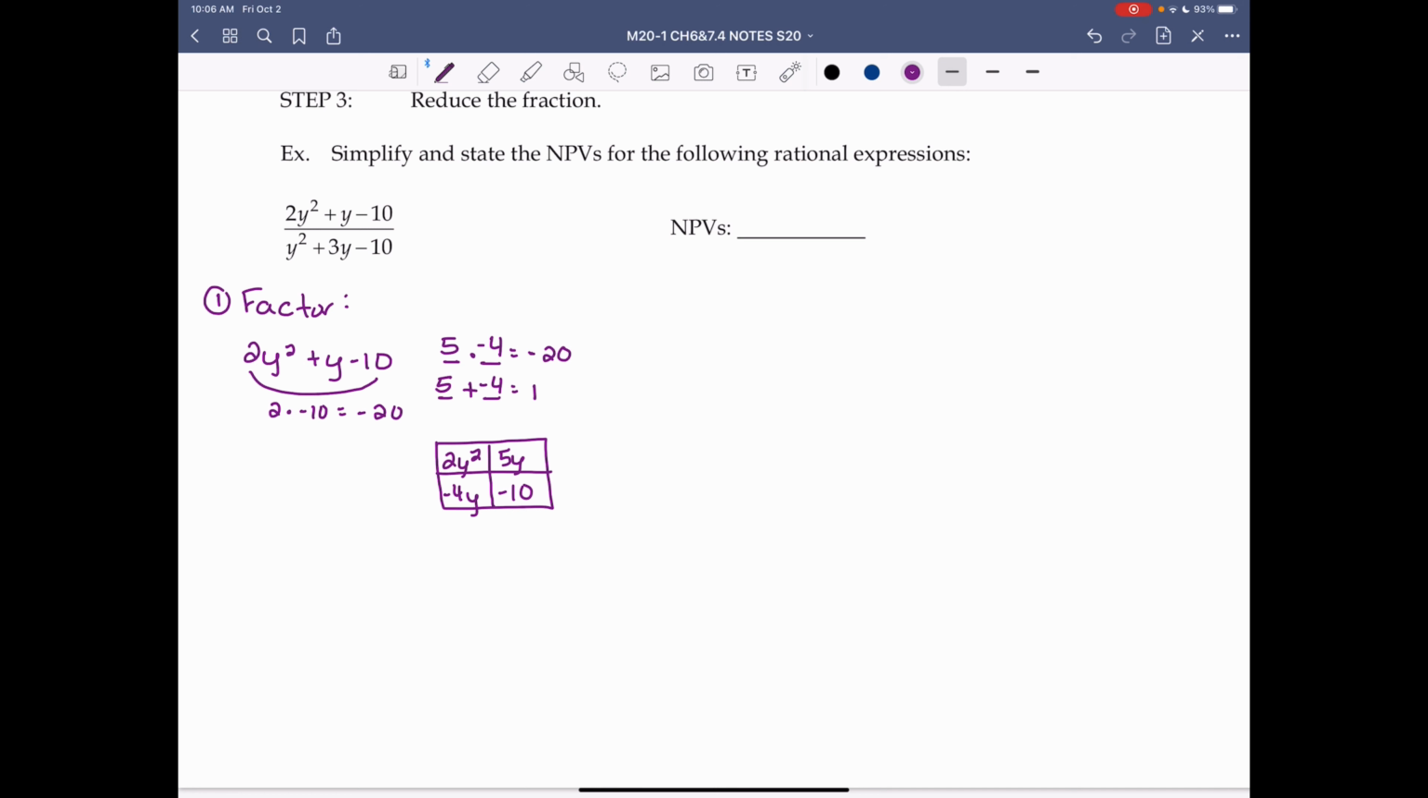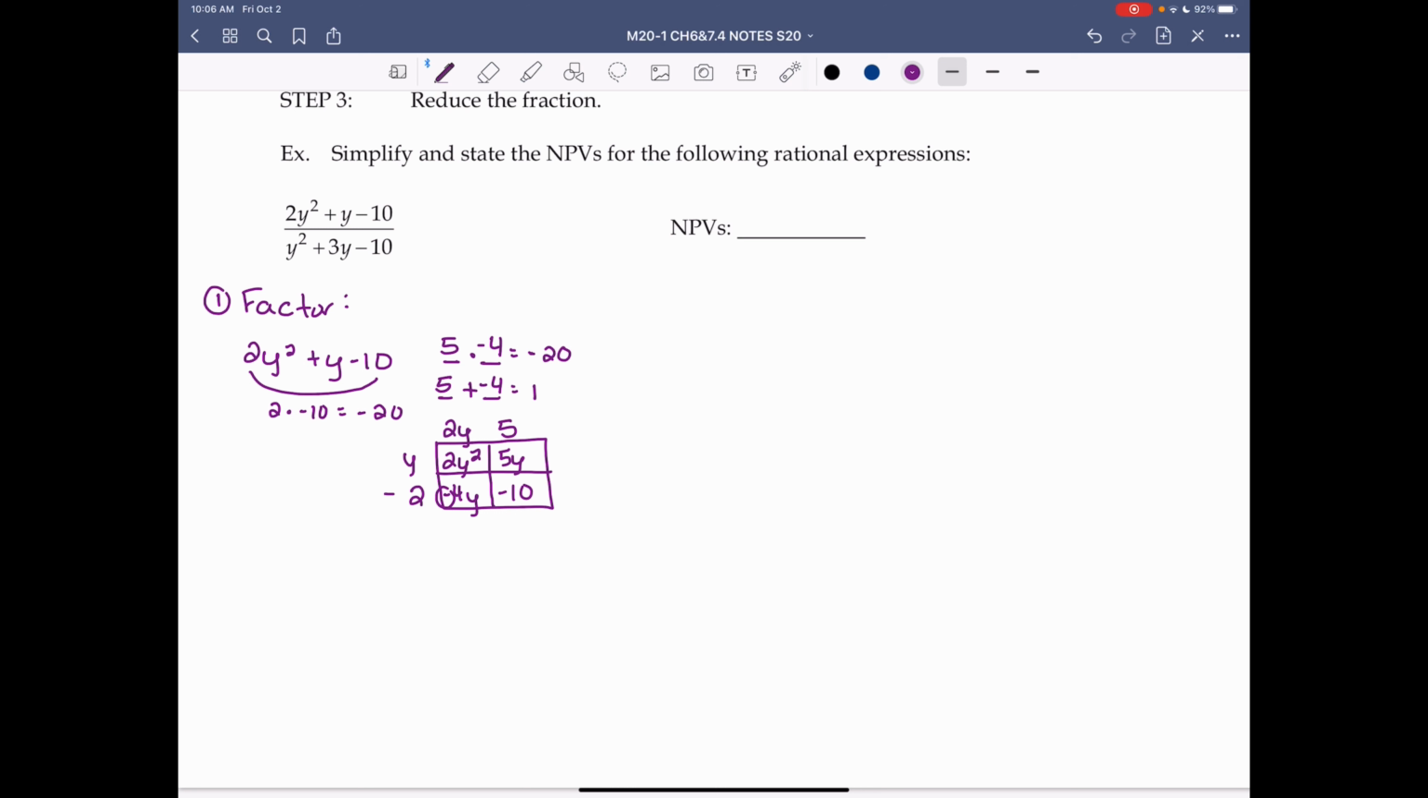2y squared, 5y is just y. Negative 4y, negative 10. There's a negative at the beginning of my row, so my common factor, no matter what, is going to be negative. It'd be negative 2. First column, 2y squared and negative 4y is 2y. And then the second column, 5y and negative 10 is 5.